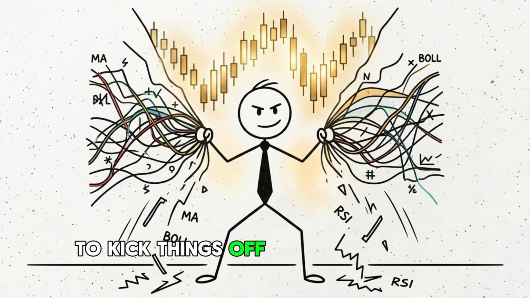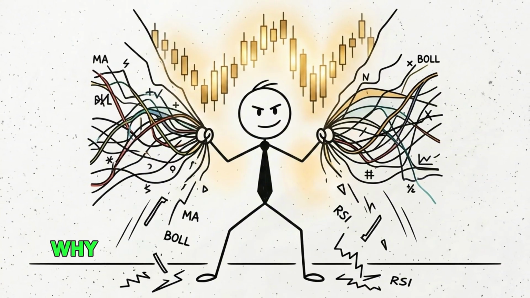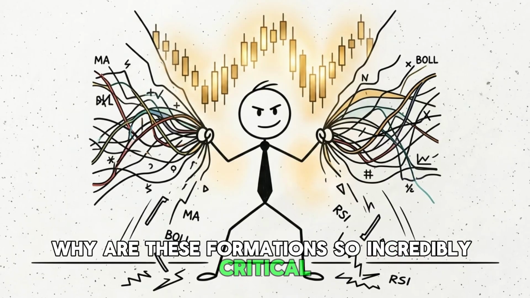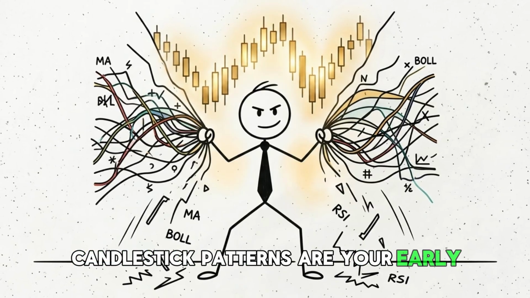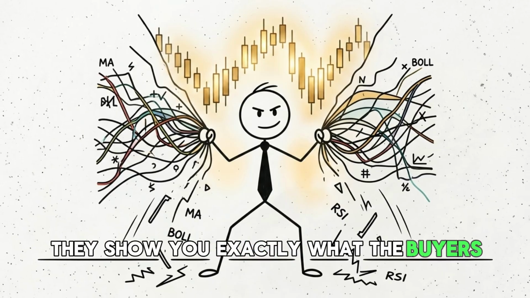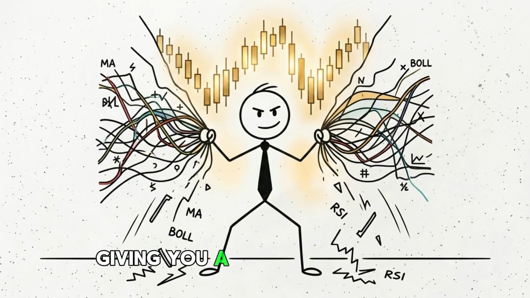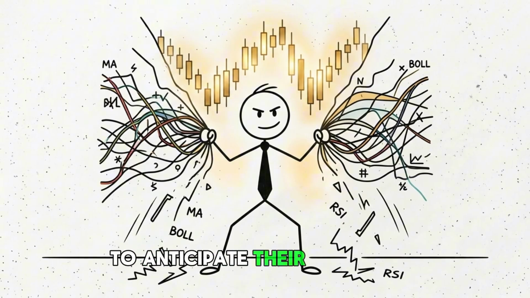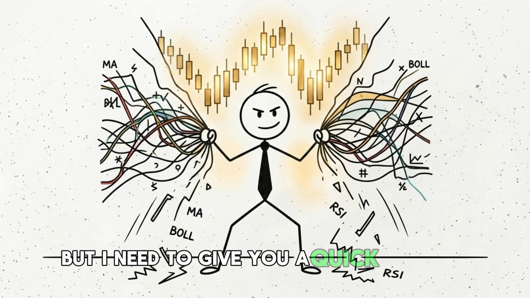To kick things off, let's address the core question. Why are these formations so incredibly critical? Candlestick patterns are your early, leading indicators of current order flow. They show you exactly what the buyers and sellers are doing right now, giving you a crystal clear lens to anticipate their next move. But I need to give you a quick warning.